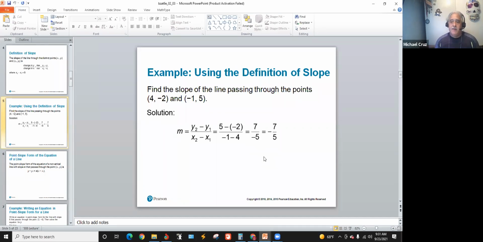So negative 7/5. And in case you don't remember or never were told, if you have one negative sign, whether it's in the numerator or the denominator, it just means the whole thing is negative. So usually the simple place to put it is right out in front. It means the same thing.